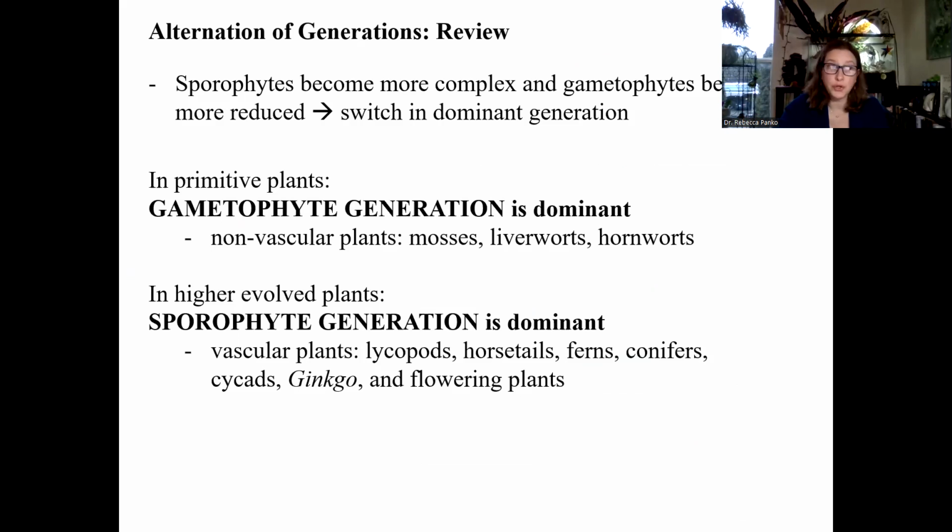In those older, AKA primitive plants, meaning the non-vascular plants, the gametophyte generation is dominant. Mosses, liverworts, and hornworts. Over time, as we see vascular plants show up, the sporophyte generation is dominant, right? So we've already covered the lycopods and the horsetails as members of those vascular plants. In those members, sporophyte generation is dominant. And as we continue through the rest of the course, every plant going forward will have sporophyte generation dominant.